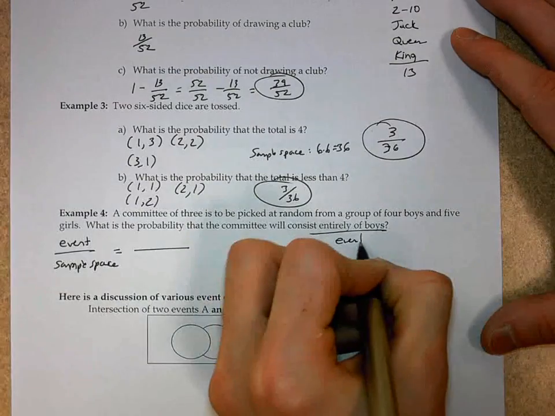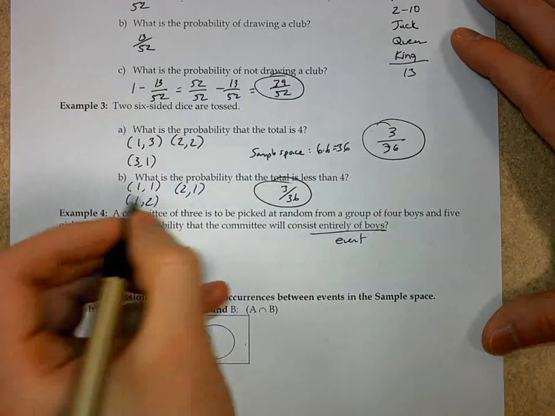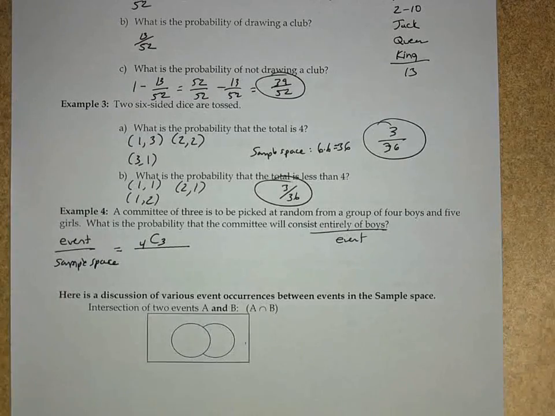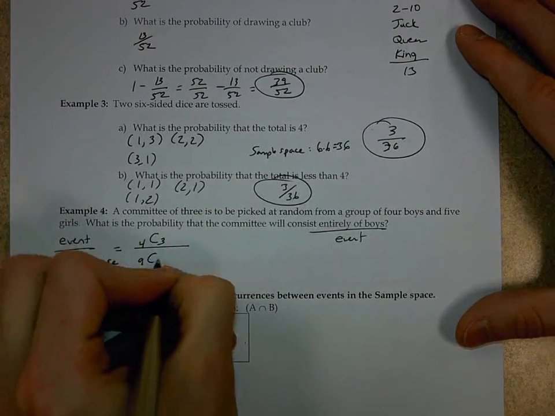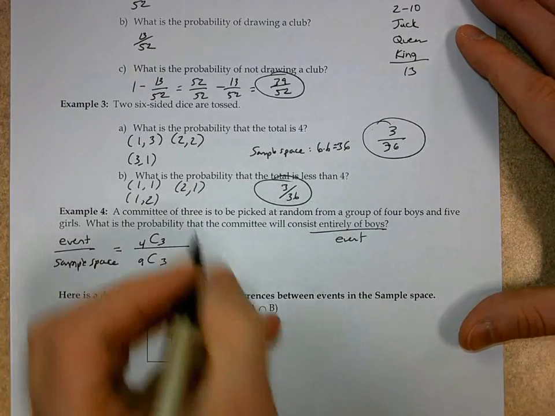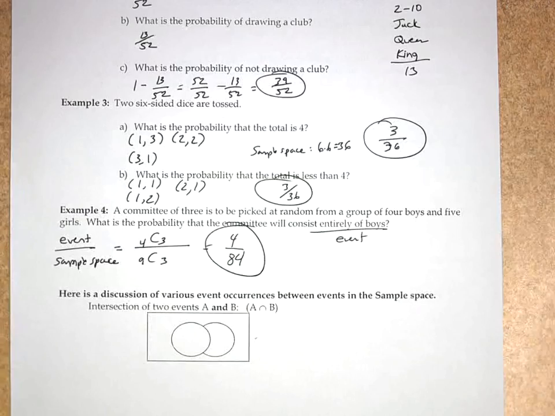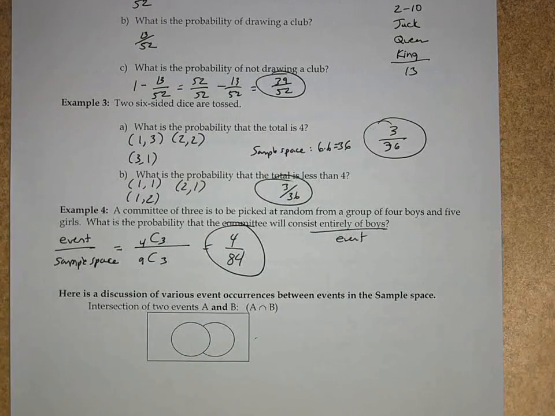So the event here is going to be entirely of boys. So if I've got 4 boys, I've got to choose 3 of them. So that's going to be my event. My sample space is then everything, and there's 9 people. So 9 choose 3. Which the percentage then is going to be 4 out of 84.